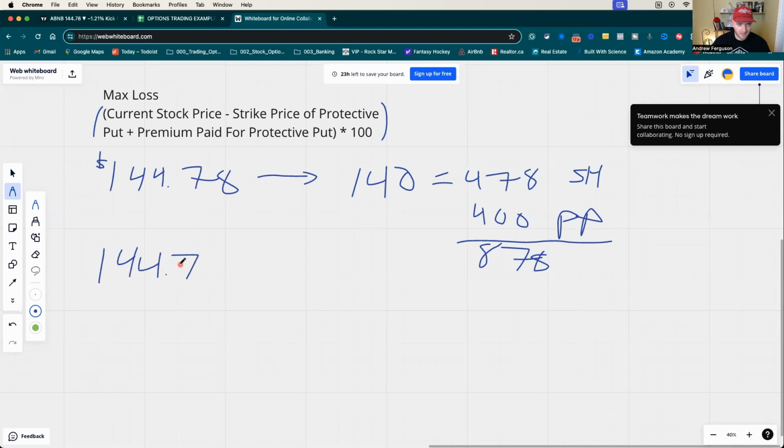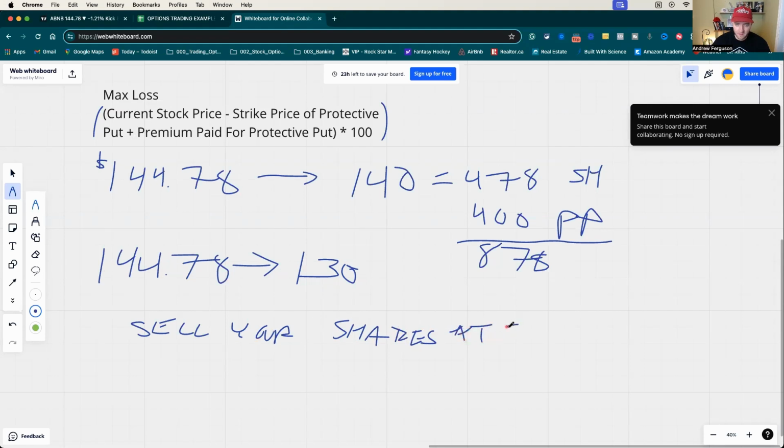What if Airbnb goes from 144? Again, we just talked about this. We're going through it visually for you to get the concept down to 130. Well, you would normally have that loss at like $1,400, but the protective put allows you to sell your shares, right? Stay with me on this. You can sell your shares at $140. The stock is trading at 130.